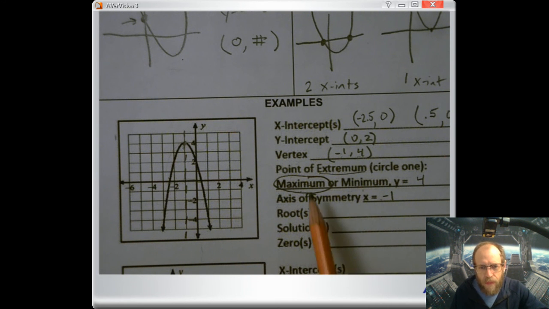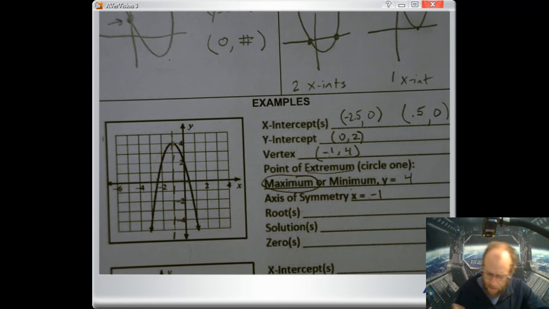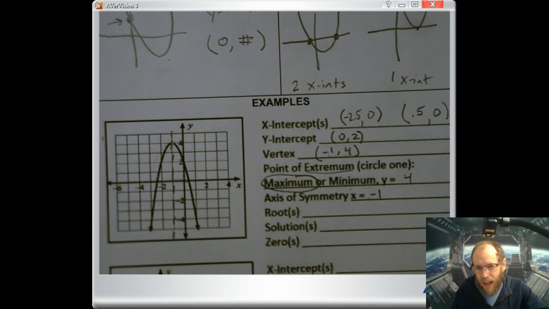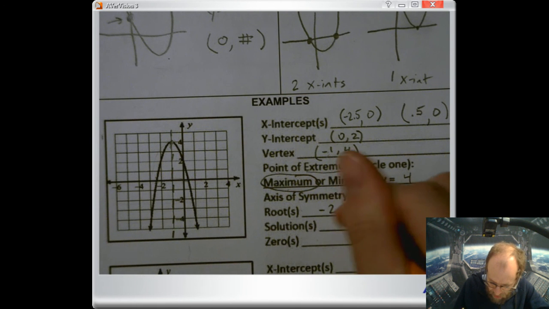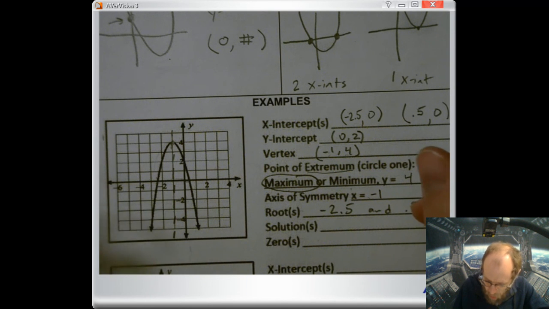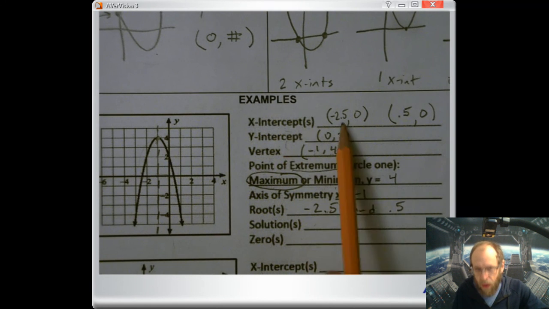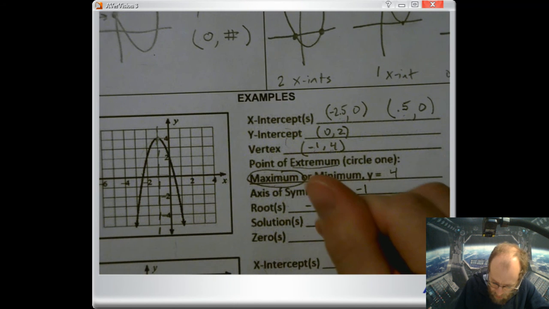What are my roots? Well, they're the same as the x-intercepts. Except when you answer these questions, the roots, the solutions, the zeros, specifically you're talking about the x values themselves. So usually we'll just write out the x values. So -2.5 and 0.5. These are numbers that are going to do something very specific in our equation that we'll see later, rather than points on the graph. But it's the same idea as the x-intercepts. We're just writing our answer in a different way.